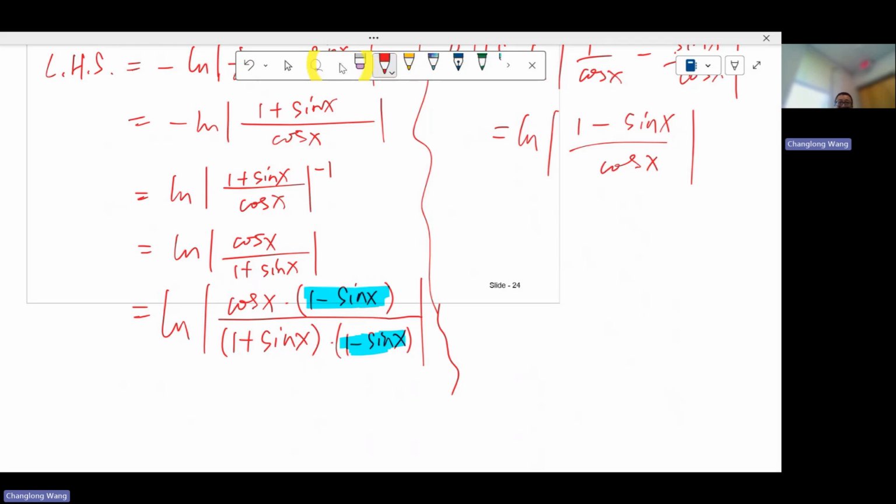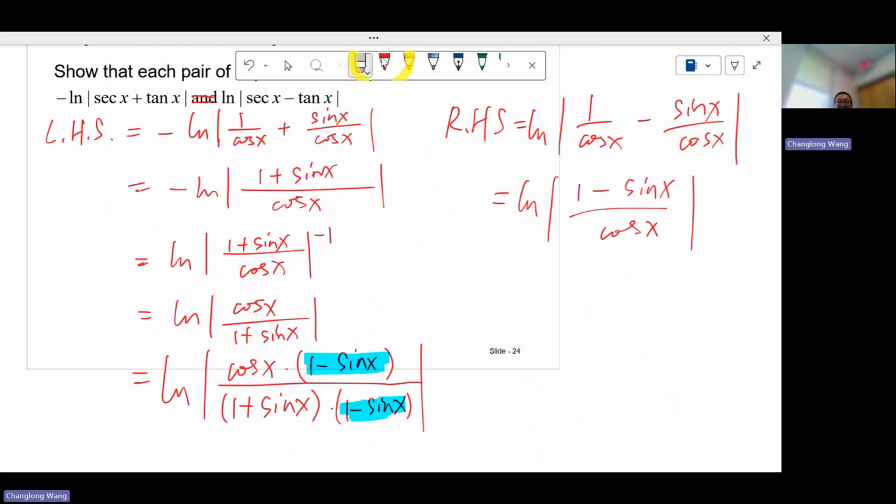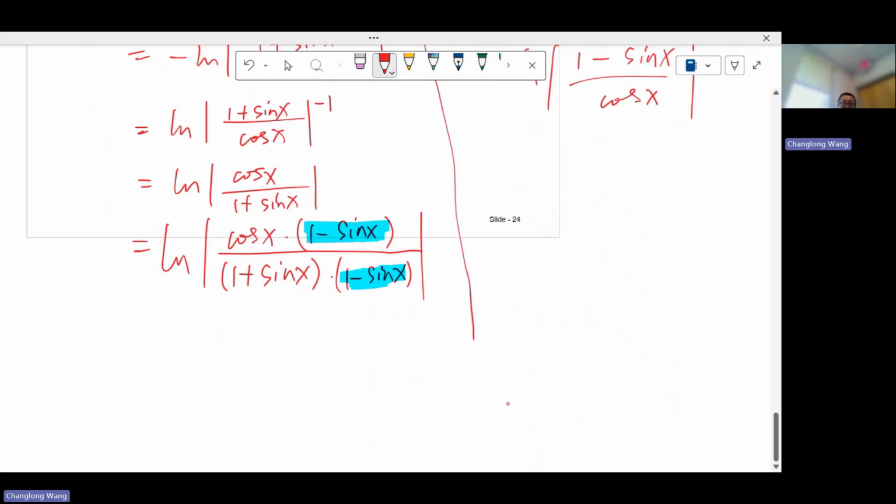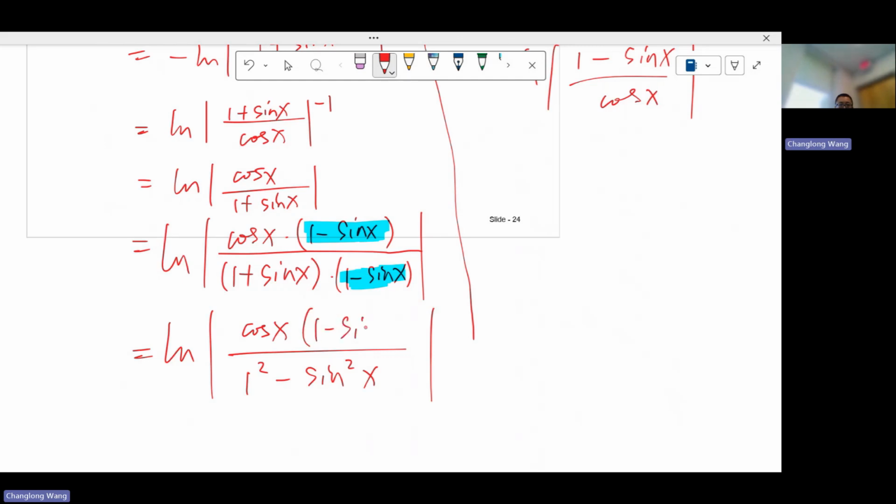Anyone figure out why it's so unreasonable? Okay, anyway, so expand or FOIL, or distribute, however you want to call it. But don't touch the top. So the bottom, 1 plus something times 1 minus something, isn't that just 1 squared minus sine squared? On the top, let's keep it as is. Cosine times 1 minus sine.